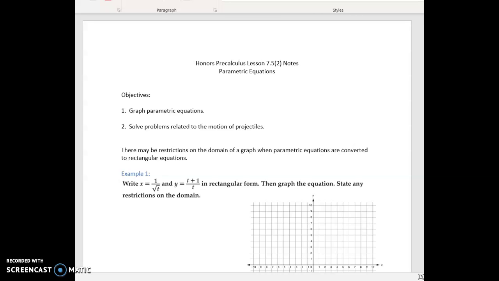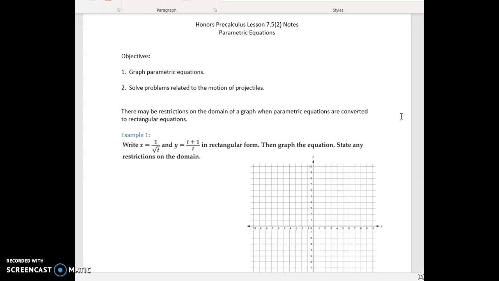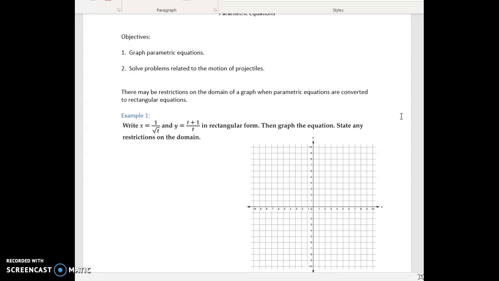We're going to finish up these 2-5 parametric notes. We're going to do some more graphing of parametric equations, and we're going to solve problems related to the motion of projectiles. So, exactly what it sounds like: rockets, anything we're shooting, like shooting a basketball or hitting a ball, anything that's going forward or going away from us. There may be restrictions on the domain of a graph when parametric equations are converted to rectangular equations.